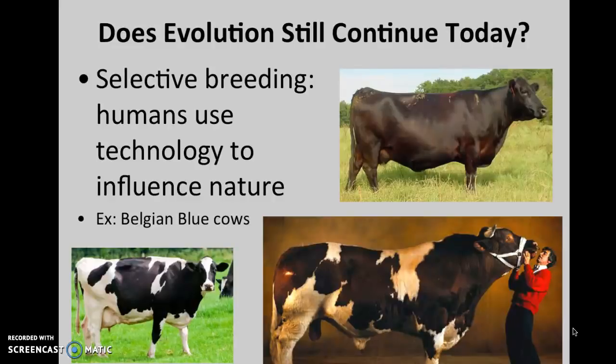When we talked about biotechnology, we talked about tomato plants. You can take the genes of one tomato plant and cross them with the genes of another tomato plant so that you have a tomato plant that produces lots of tomatoes.